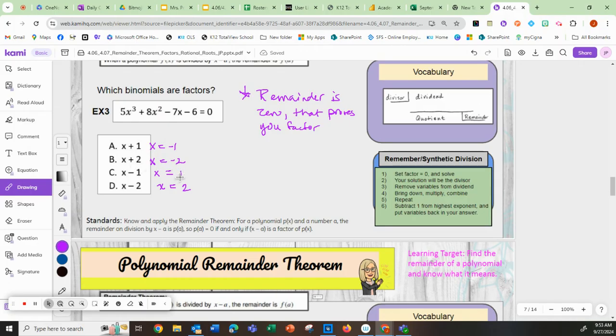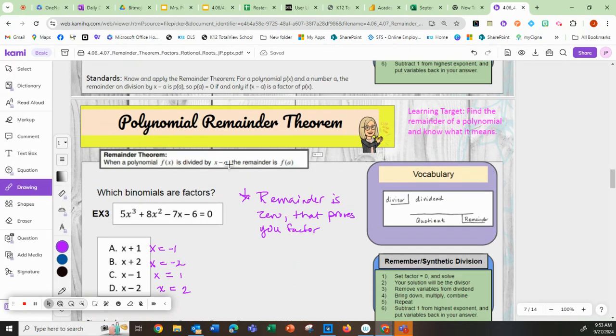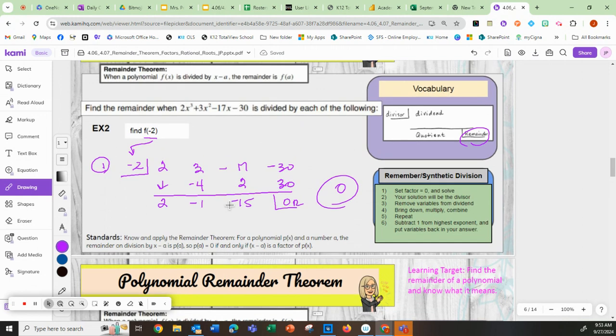If I do positive 1 with synthetic division and get a remainder of 0, that means x minus 1 is a factor. If I divide by positive 2 and got a remainder of 0, then that would mean x minus 2 is a factor. That takes a long time, so that's like 4 synthetic division problems. So you could do it the old-fashioned way, and I meant to mention this up here. Let me go back to this because I forgot to do this.